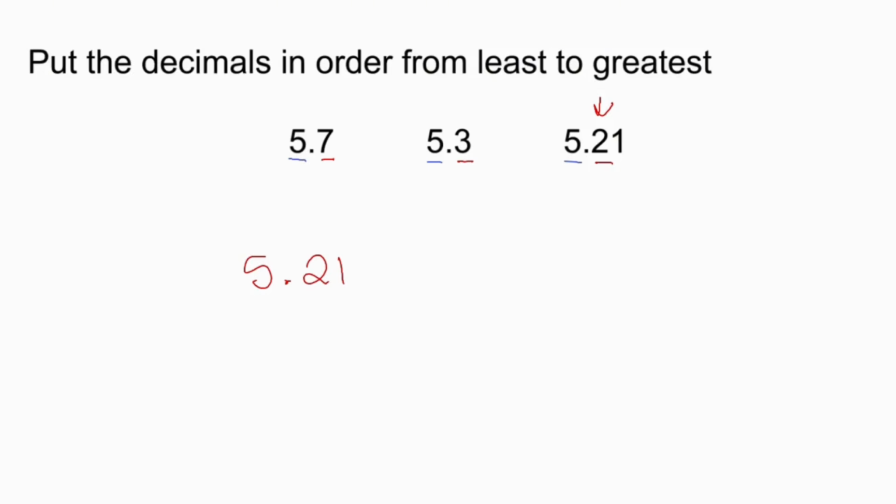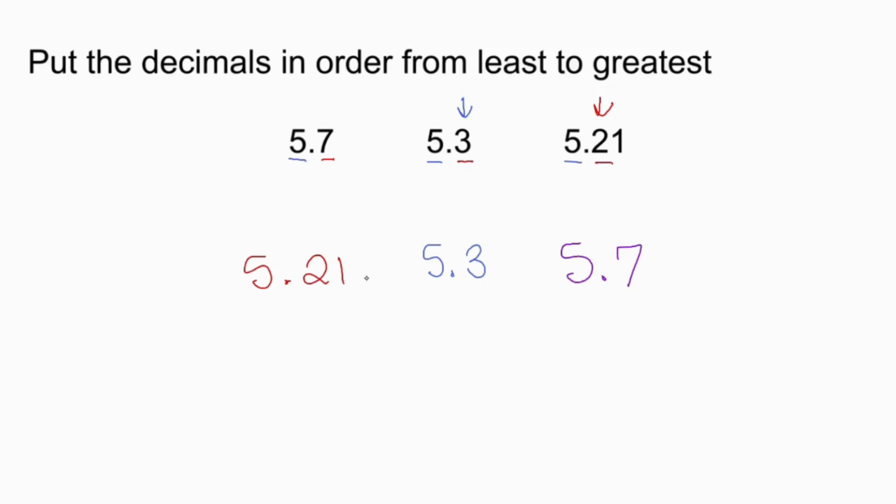The next one is going to be me comparing 7 and 3. 3 is smaller than 7, so 5 and 3 tenths is going to be next. And last but not least, I have 7, which is bigger than all of the tenths here, so 5 and 7 tenths is going to be the largest.